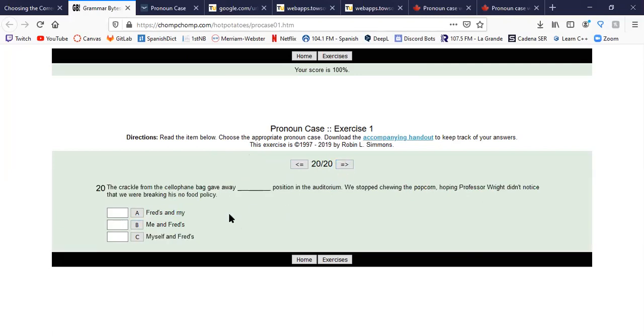The crackle from the cellophane bag gave away blank position in the auditorium. We stopped chewing the popcorn, hoping Professor Wright didn't notice that we were breaking his no food policy. Okay, so here you would say what? Pause the video and figure it out.